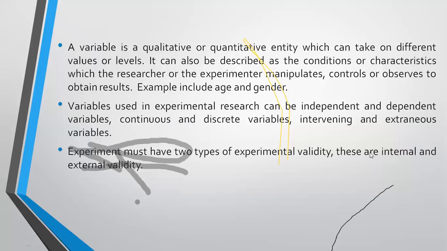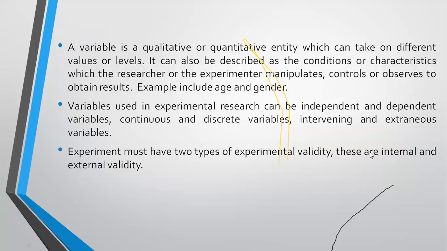Now, we have been mentioning variables. What is a variable? A variable is a qualitative or quantitative entity that can take on different values or levels. A variable can be a measurable trait which can change over the course of a research. It is any characteristic that can be measured or counted. Examples of variables include age and gender, which is sex, either male or female.